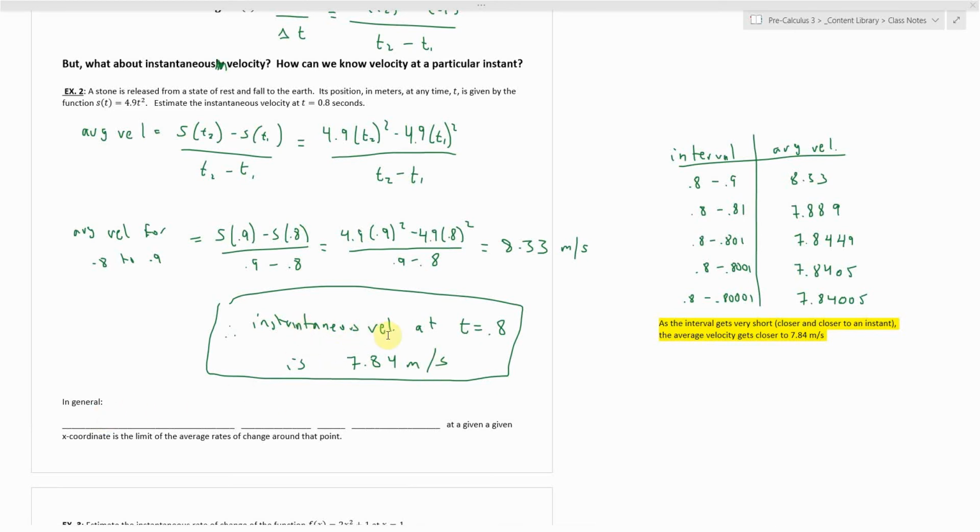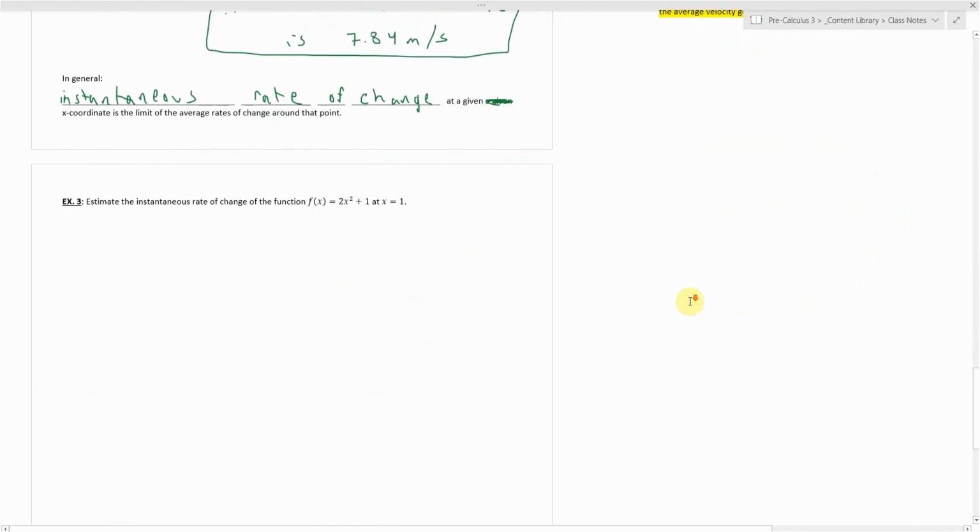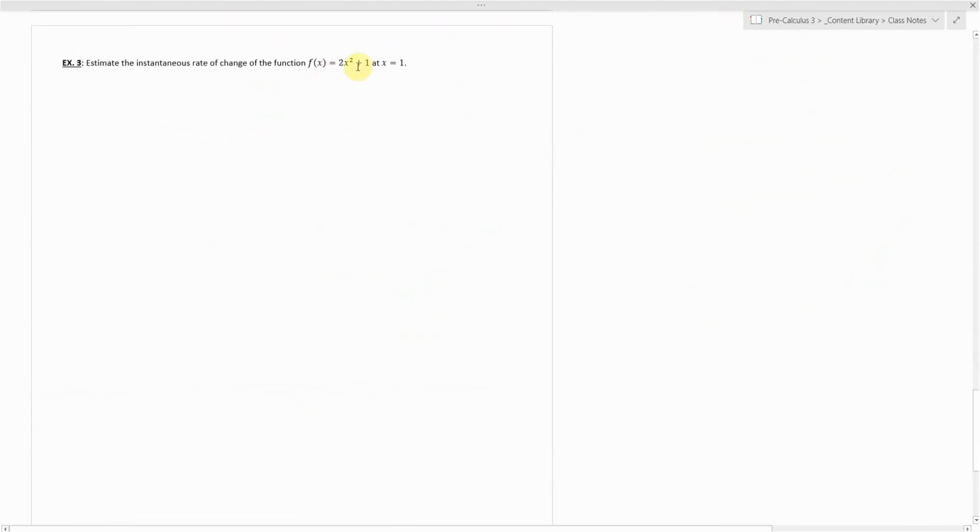And velocity is a specific rate of change, and we can say generally that instantaneous rate of change is equal to the limit of the average rates of change. So instantaneous rate of change at a given x coordinate is the limit of the average rates of change around that point. So you take intervals that get very, very short, starting at the point that you're interested in. Let's see this in a more general example, just a specific algebraic function.